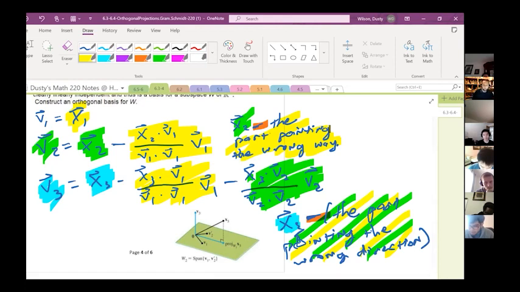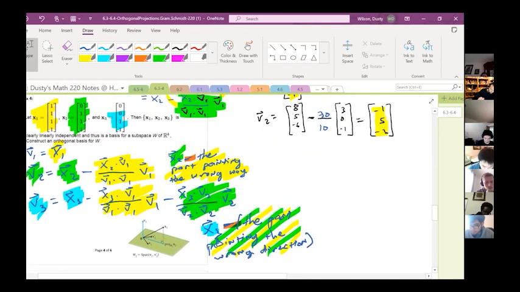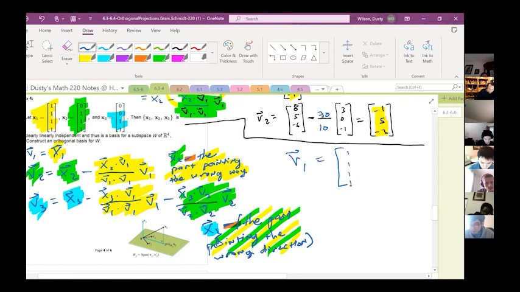Questions about the formulas? Okay. So now we just need to do it. So our V1 is going to just be 1, 1, 1, 1, same as our X1.